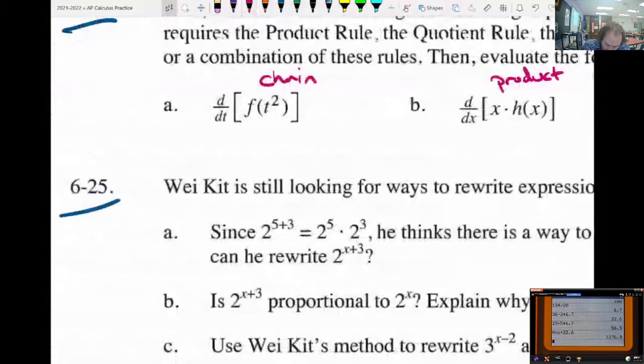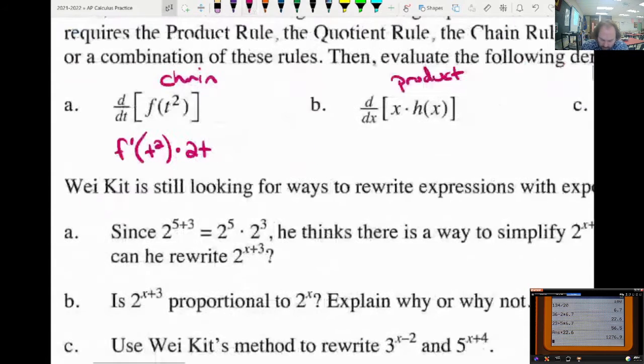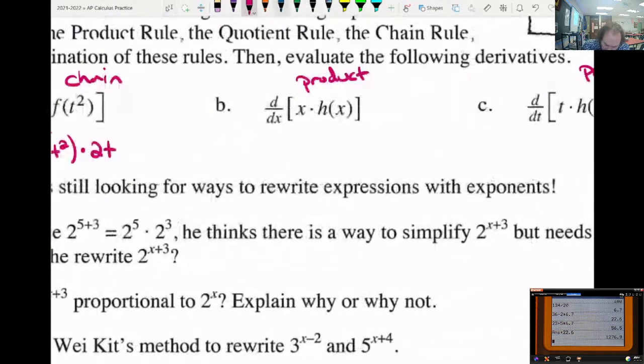So the derivative here is f prime of the original inside, f prime of t squared, times the derivative of the inside, times 2t, like that. The product rule in part B, well, let's see, it's the original first times the derivative of the second, h prime of x, plus the original second, h of x, times the derivative of the first, which is times 1, which you don't need to write down because it doesn't do anything. So that is the derivative right there.